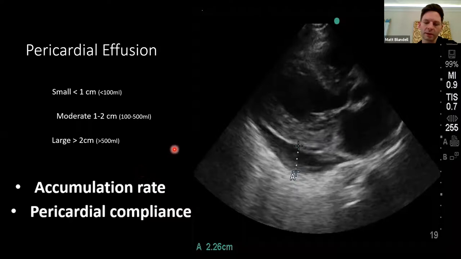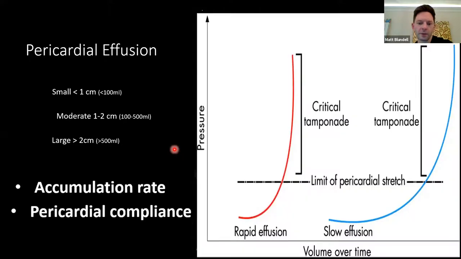The size, yes, does have some impact on whether you're going to get tamponade. But as you can see from this graph, if you have a rapid effusion, such as you get with a traumatic pericardial effusion, or someone with an inflammatory pericardial effusion, it rapidly develops. It doesn't give that thick fibrous pericardium time to stretch. So you reach this limit, the pericardial stretch threshold, and beyond that, you go into tamponade.